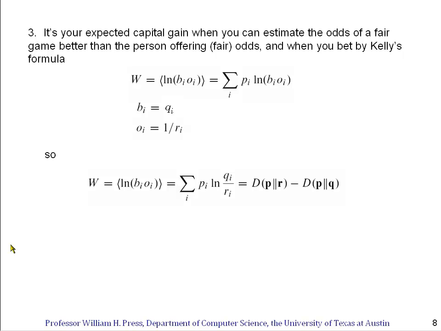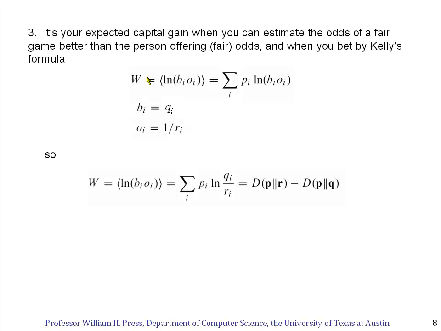Finally, number 3. The Kullback-Leibler distance is your expected capital gain. We're back to the racetrack. When you can estimate the odds of a fair game better than the person offering those odds, and also when you bet by Kelly's formula. So let's see how that works.